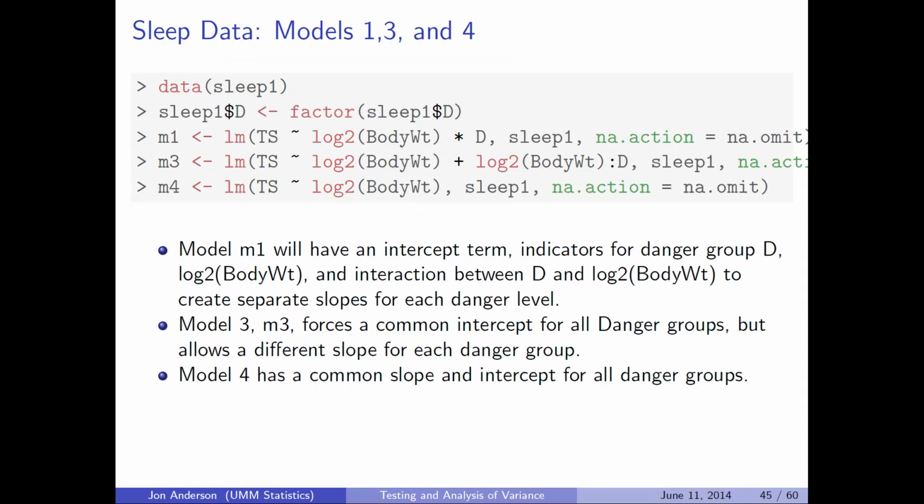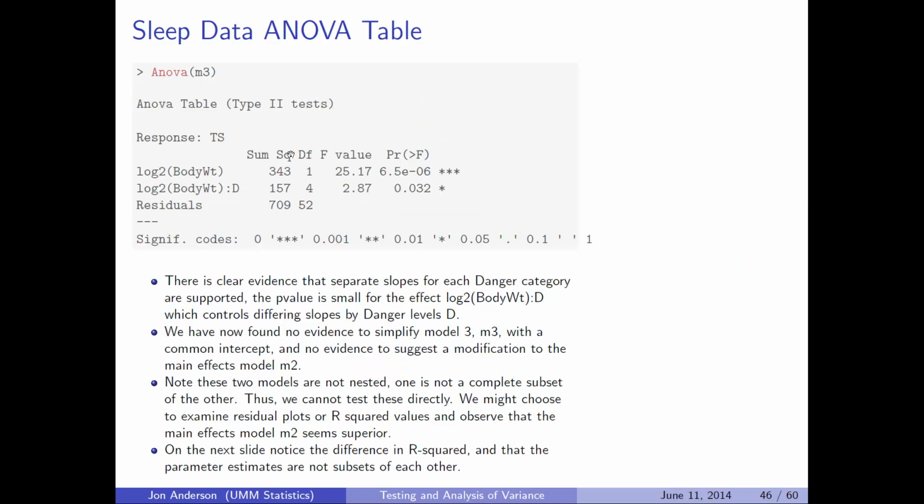If we want to consider a slightly different set to consider, models 1, 3, and 4. Remember, model 1 is totally separate lines. Model 4, M4, is a single line for all danger groupings. Model 3 says we're going to force the intercept to be the same, but we're going to let each danger group have its own slope. And that's what Model 3 does.